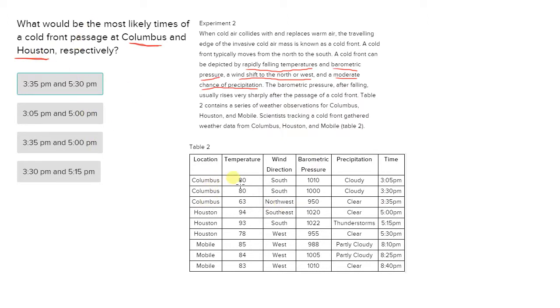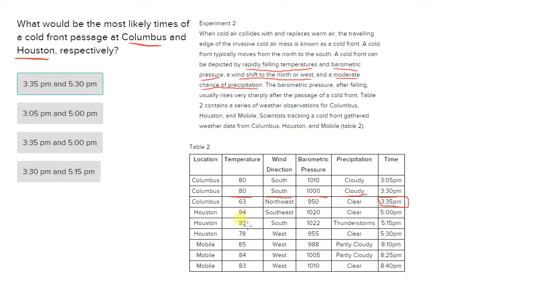Looking just at Columbus first, we see that the temperature changes right here, that the wind shifts to the northwest, that the pressure drops from 330 to 335, and that the precipitation doesn't actually change much. It goes from cloudy to a little bit clearer. While all of these things change the way they're supposed to for a cold front, this one doesn't, but it is just a moderate chance of precipitation, so we're not really going to take that into account too much, because it doesn't say that it definitely will start raining. So we can see that these three things change the way they're supposed to if a cold front passes through at 3:35.